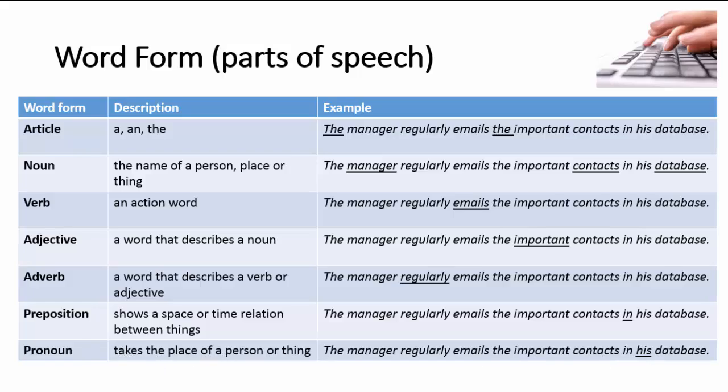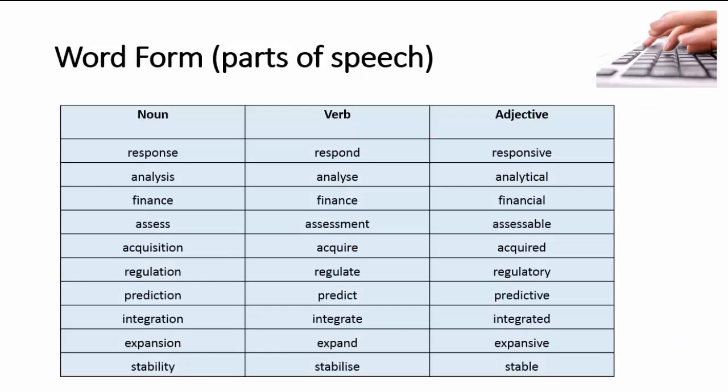If we look at word form and how it changes in business English, this is why it's important to have a strong command of the language, so you're able to use the different word forms correctly. So you're knowing what's a noun, what's a verb, and what's an adjective. So response can become respond as a verb, or responsive as an adjective, or analysis, analyze, analytical, finance, finance, and financial. So in that example, the noun and the verb is the same.